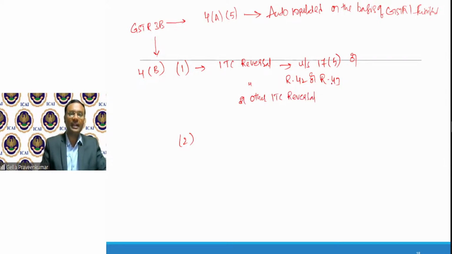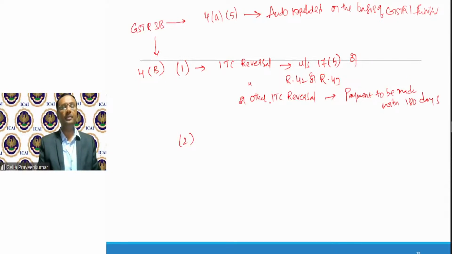What is that other ITC reversal? Probably on account of non-compliance with payment to be made within 180 days. If I don't pay the supplier within 180 days, I'll reverse the credit. Once I make the payment to the supplier, again I'll take back the credit. So here, they say whatever auto-populated data is there, you reduce on account of table 4B1 for these reasons.